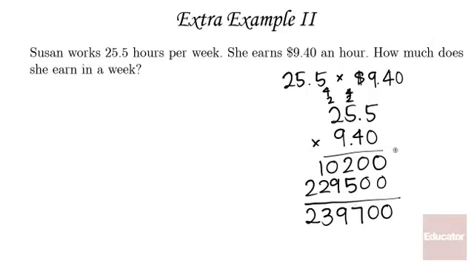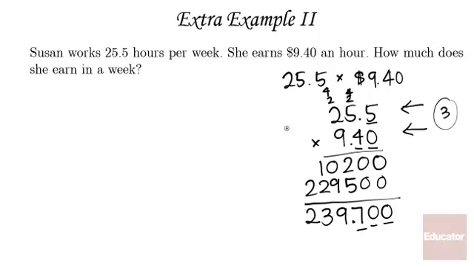Now I have to look at my decimal point. I look at the two numbers that I multiplied. I have one number behind the decimal point here, and I have 2 numbers here. So how many numbers do I have total? I have 3. So then I go to my answer and count 3 numbers, making sure that I have 3 numbers behind my decimal point. So it's going to be 237.7.